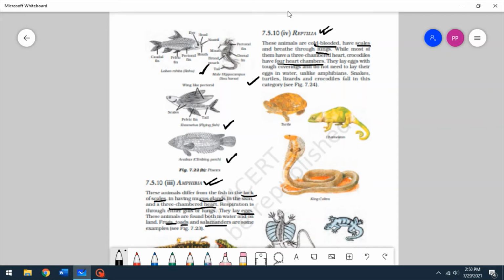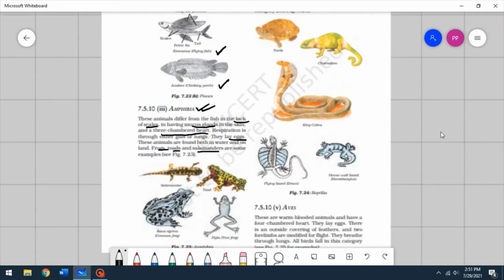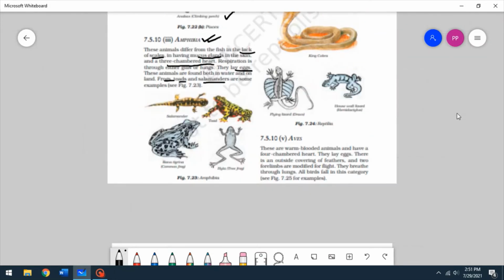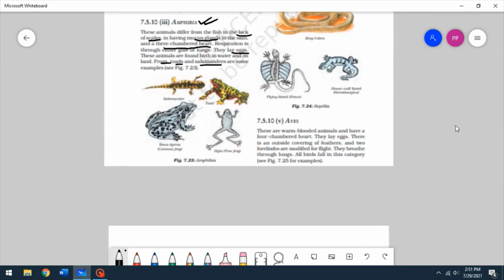They lay eggs with tough coverings, and they don't need to lay their eggs in water. Amphibians lay their eggs in water. They live the primary stages of their life in water and they move on to land. But reptiles live on land from the beginning. Snakes, turtles, lizards, and crocodiles all fall in this category of reptiles. So the flying lizard, the house wall lizard, they're all examples of reptiles.